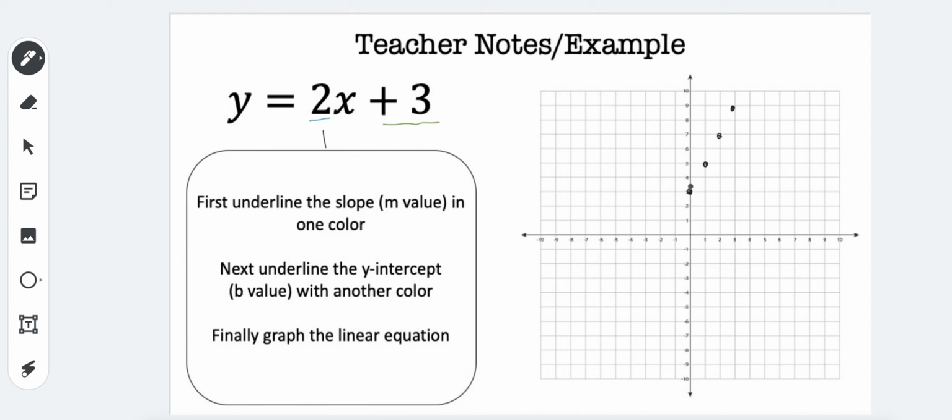But let's also go down 2 and left 1. It's the same ratio. Down 2, left 1. Down 2, left 1. If you want to, you can go all the way through the end of the graph.